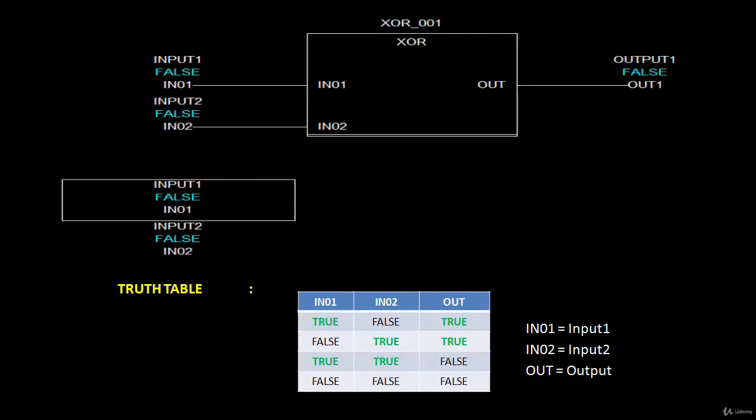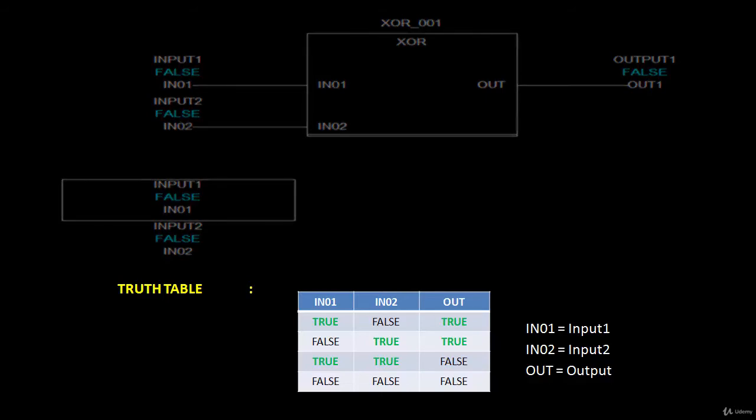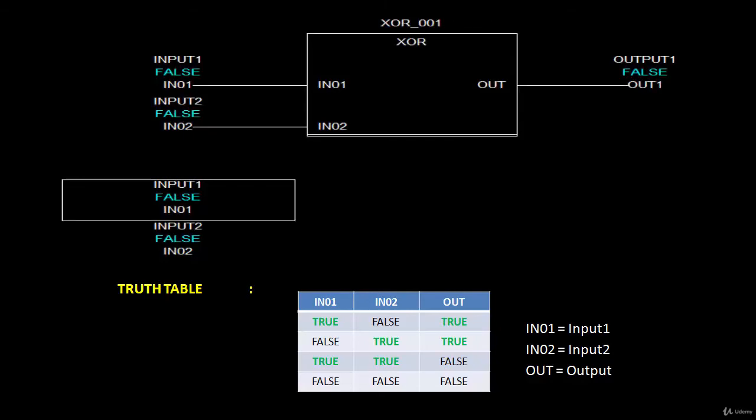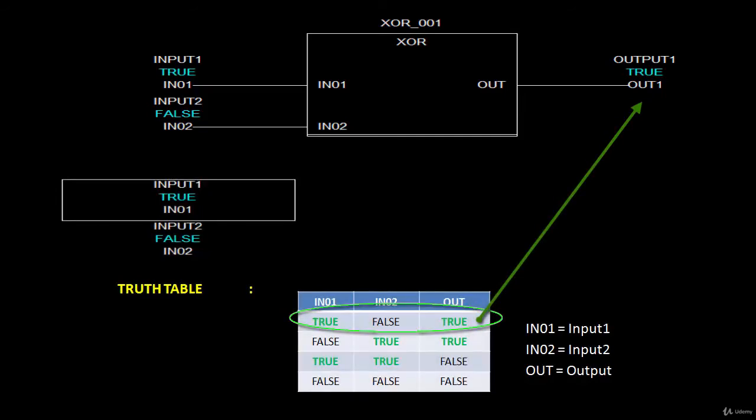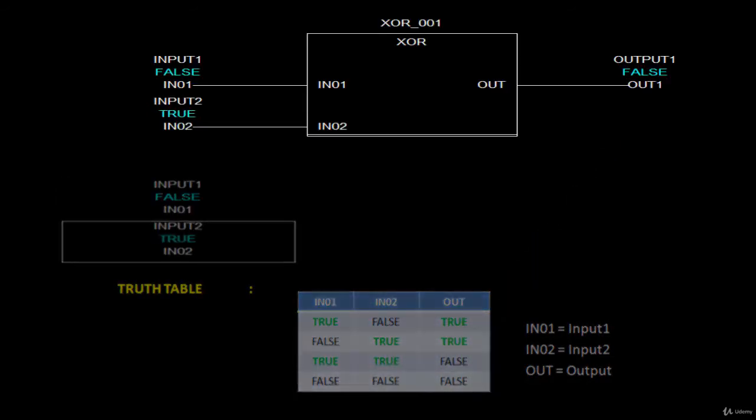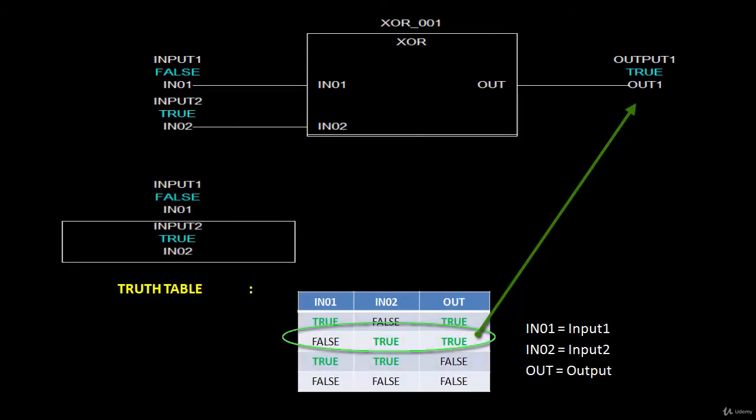Now, we go live with our PLC and simulate the inputs, and we observe the output and confirm with the truth table. If we set in01 to logic true, the output is a logic true. If we set in02 to logic true, the output is a logic true.